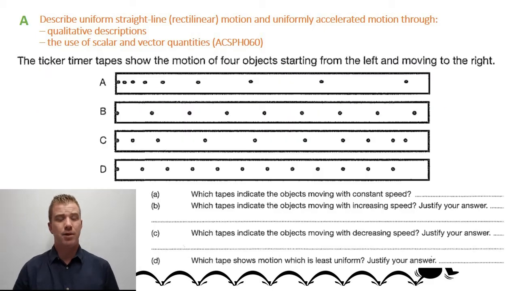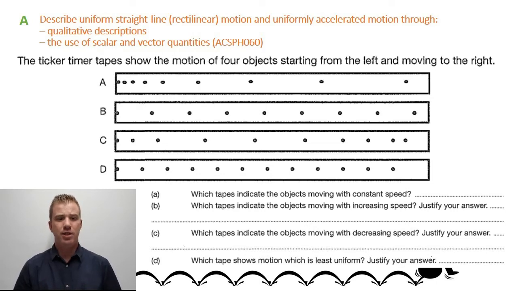Now, an experiment you may have done in class, or one that you've answered in a question, would be a ticker timer experiment. Now, the ticker timer's tapes show the motion of 4 objects starting from left, moving to right in this example here as shown on the slide. So you can see tape A, B, C, and D have different dots at different positions on that tape.